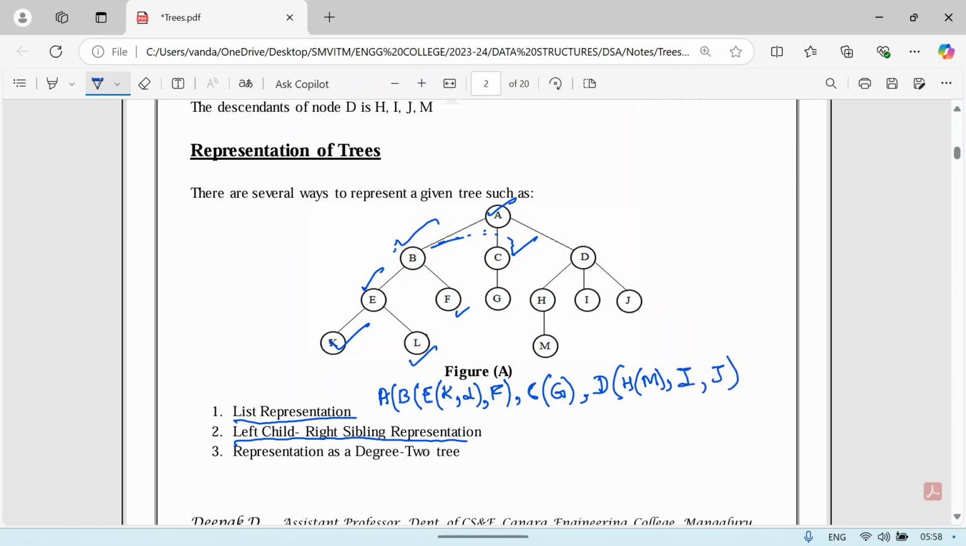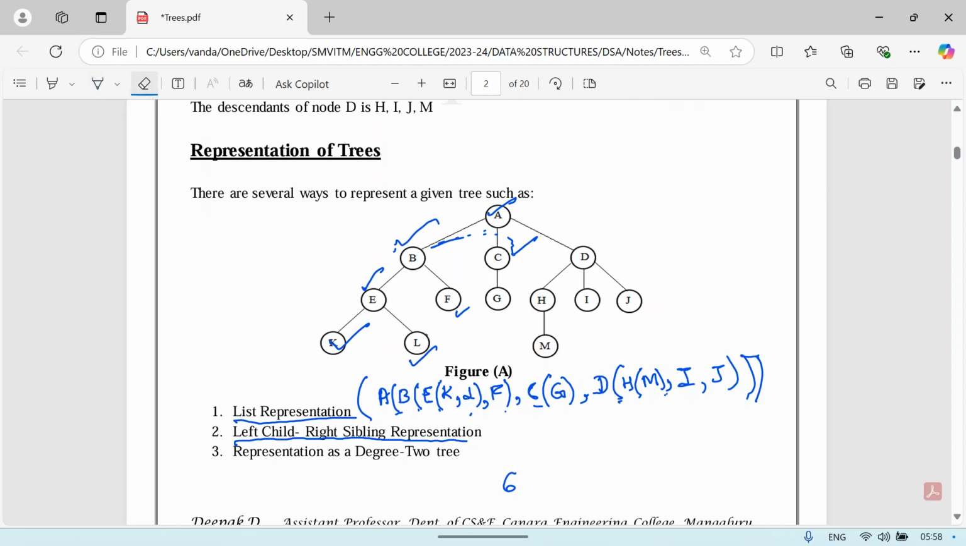Now balance out the brackets. So 1, 2, 3, 4, 5, 6. Okay, 6 open brackets are there. Closing brackets are 1, 2, 3, 4, 5, and 6. And everything has to be closed off like this. Sorry. This is how it works.